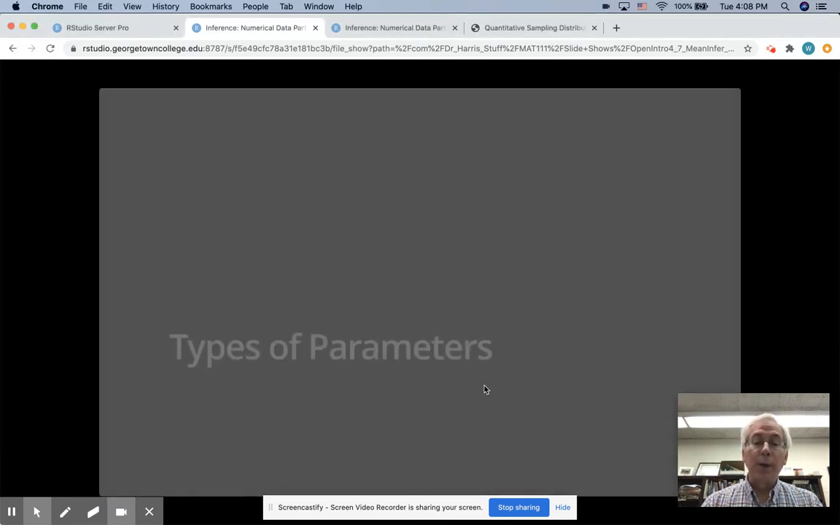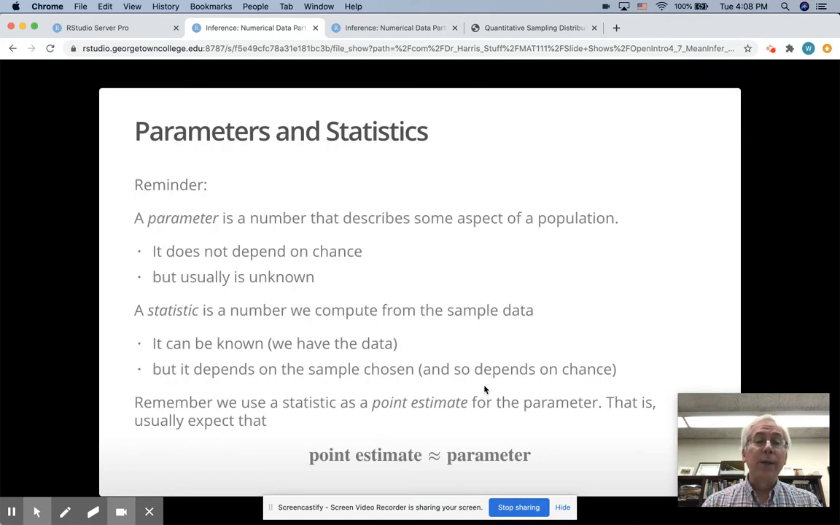And so we're going to start by doing a quick review of the types of parameters that we were encountering in this course and reminding ourselves of what a parameter is. The term parameter refers to a numerical aspect of some population. As noted here, it's a fixed number for the population. It does not depend on probability or chance, but alas, we don't know what the value of the parameter is, usually, almost always. So what we do is we content ourselves with drawing a sample from the population.